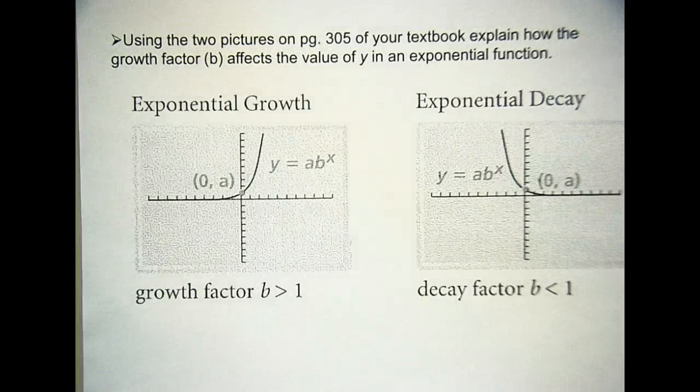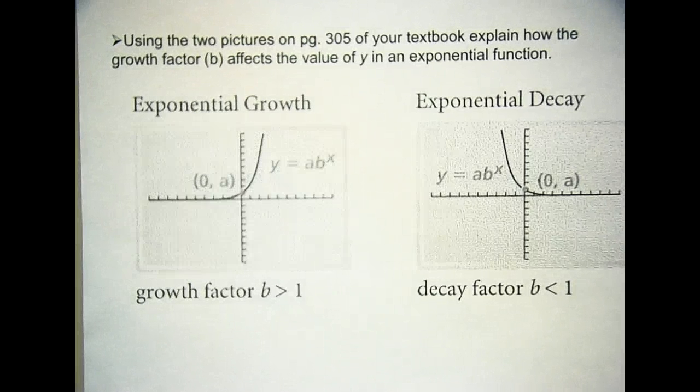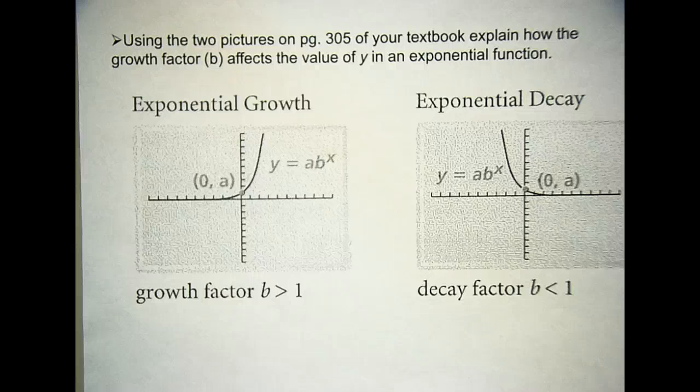There are two different pictures on page 305 that I put up here. The growth factor b affects the value y of an exponential function in a certain way. I want you to take a look at these, and explain how you know a picture is growth, how you know a picture is decay, and then describe how you know it pictorially, which hopefully is pretty easy. But put it in words and describe how you know it equation-wise. So in equation form, how do you know it's growth? How do you know it's decay? And pictorially, how do you know it's growth? How do you know it's decay?